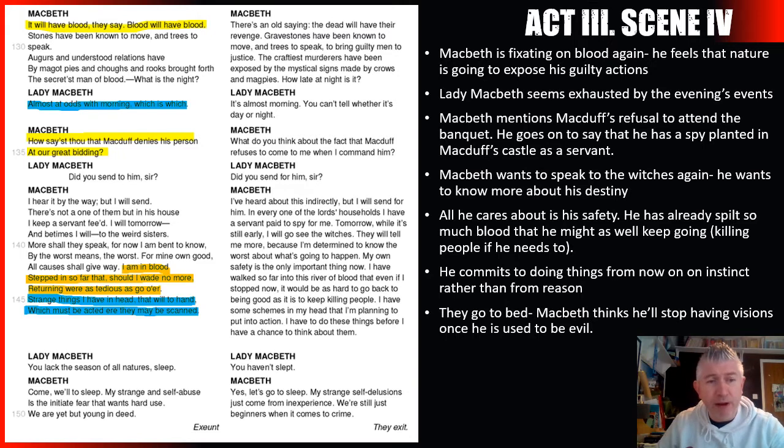Second thing is that he plans to go and see the witches again. He wants to find out more. He says, "More shall they speak," because he just feels unclear and uncertain, and because that's where this whole situation has come from, he needs to go back and speak to them.